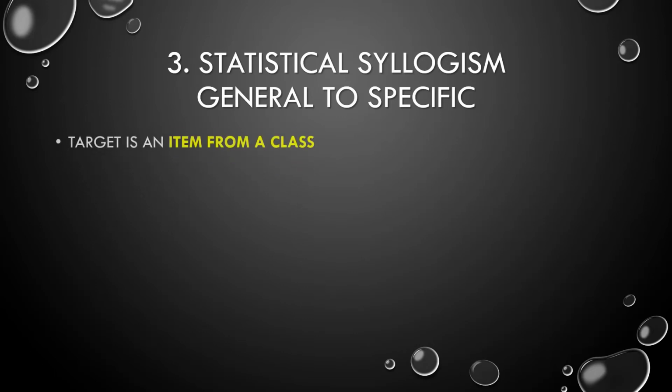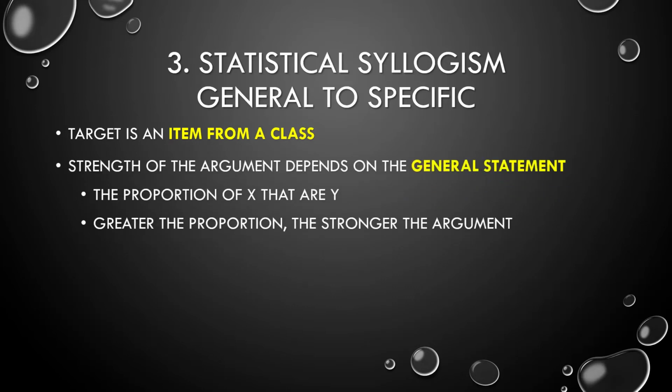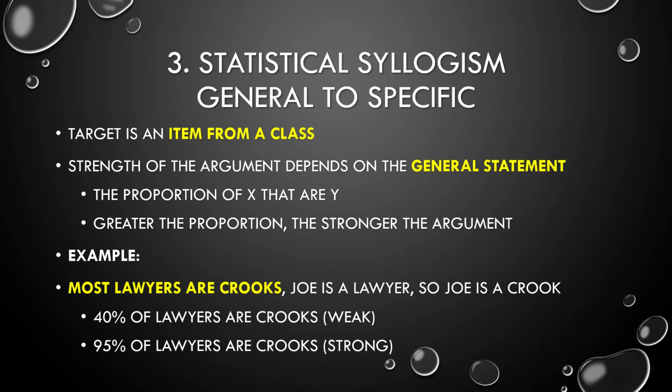But here the target is an item from a class. And the strength of the argument depends on the general statement that we start with, the proportion of X's that are Y's. The greater the proportion, the stronger the argument. So for example, most lawyers are crooks. Joe's a lawyer, so Joe is probably a crook. Now, if we're talking about 40% of lawyers that are crooks, the argument might be pretty weak. If we're talking about maybe 95% of lawyers that you can classify as crooks, then the argument becomes a lot stronger.